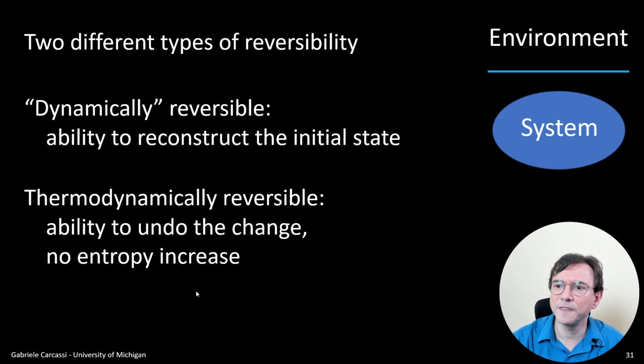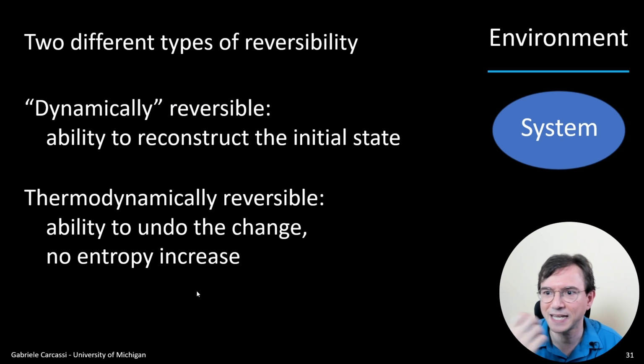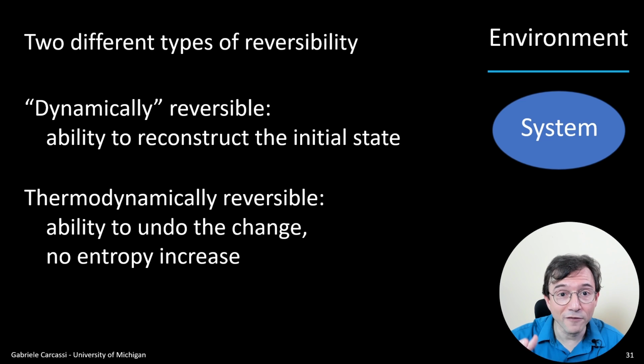Okay, so we have this physical characterization now in terms of reversibility. But we have to be careful. When I talked about reversibility in the first sense, I was talking about dynamical reversibility. That is, I can reconstruct the initial state if you give me the final state. And since we talked about thermodynamics before, it's useful to point out that thermodynamic reversibility is something different. It's either the ability to undo the change, to actually find a process that goes back to where we started, or equivalently, that the thermodynamic entropy does not increase during the process, that it remains the same.